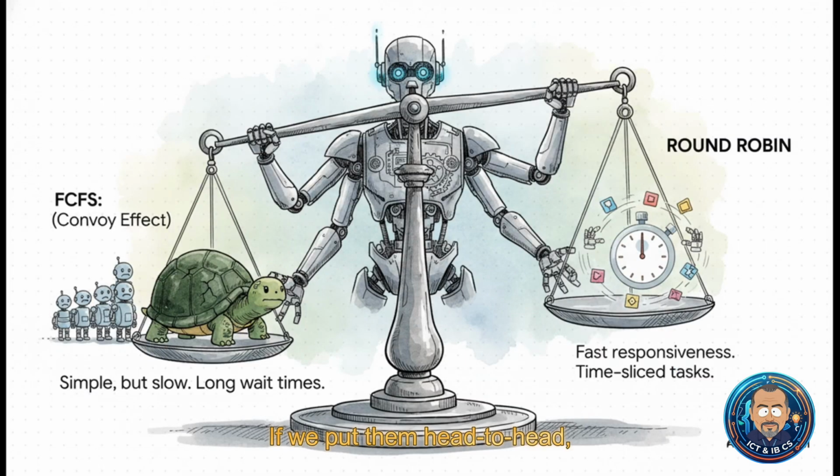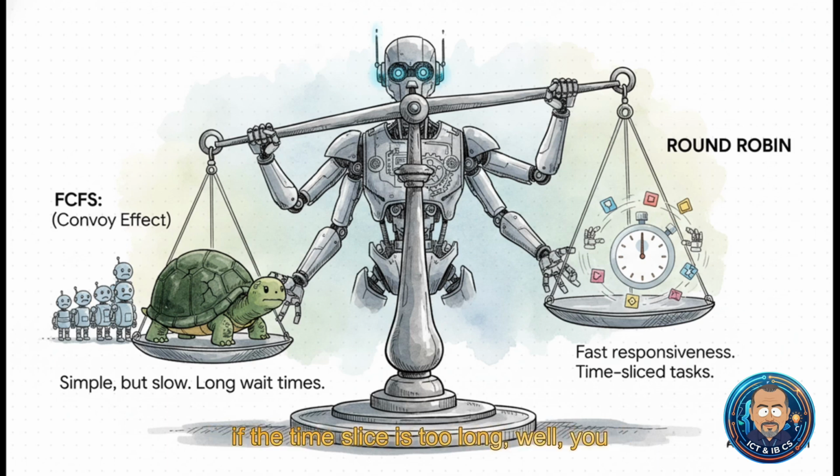If we put them head to head, FCFS is definitely simpler to implement, but man, you risk those massive convoy effect delays. Round robin, on the flip side, is incredibly responsive. It actively prevents any single process from just hogging the CPU, which is exactly what you need for modern multitasking. But, and this is a big but, the master orchestrator has to be really careful here, because if that time slice, that quantum, is too short, the CPU spends all of its time just switching between tasks, saving states, loading states, back and forth. We call that context switching overhead, and it's a huge waste of power.